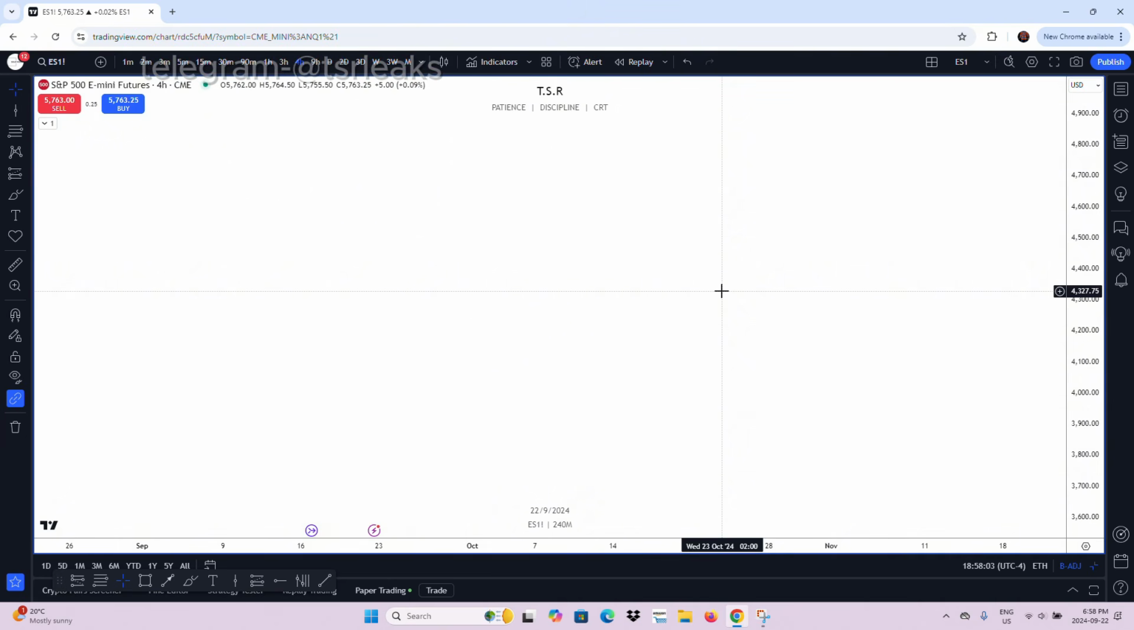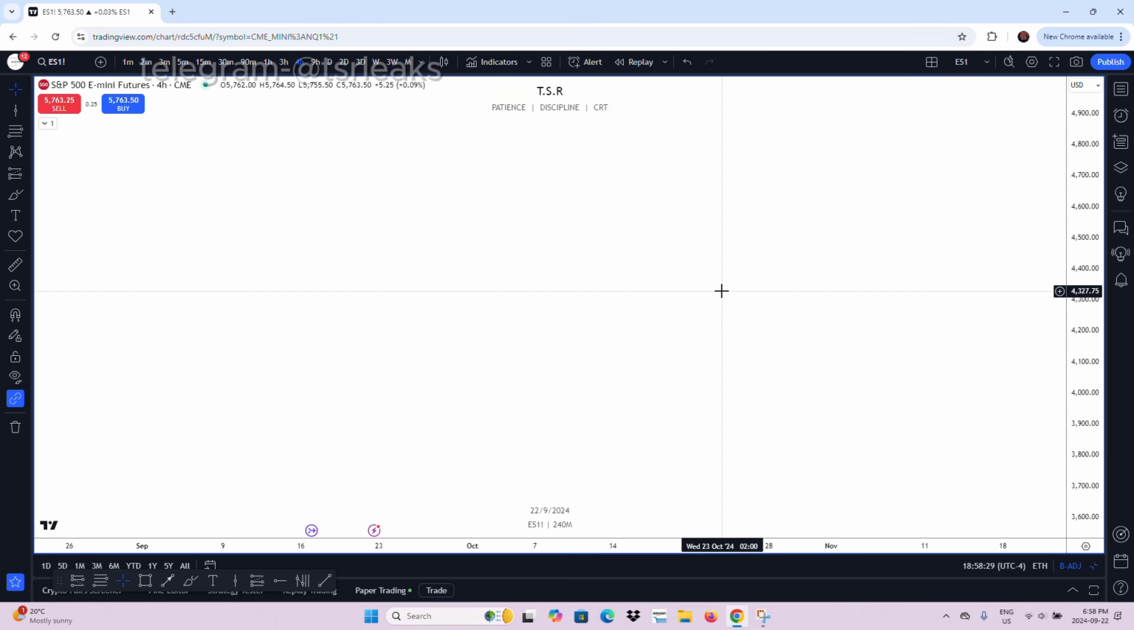For intraday traders, you're going to use the 4-hour time frame to locate your key levels and the 15-minute time frame to profile the market. Are we ranging, expanding, retracing, or reversing? And if you're a scalper, you're going to use the 15-minute for your key levels and the 1 minute for your market profiles.